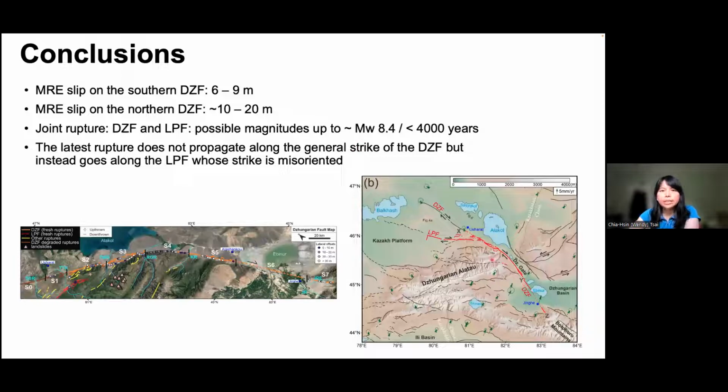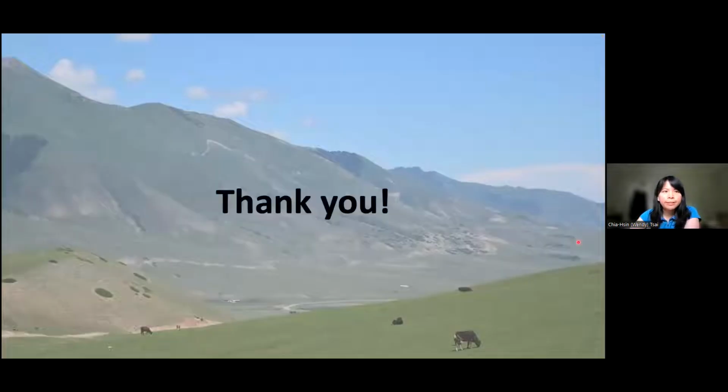Also, the Dzhungarian Fault and the Lepsy Fault might rupture together, which also means that the ruptures do not propagate north along the general strike of the Dzhungarian Fault, but instead go along with the misoriented Lepsy Fault. In fact, the ruptures are likely to start on the Lepsy Fault and propagate southwards, because the Lepsy Fault might be the primary mountain building structure in this region, as it has a similar trend to the east-west oriented ridges of the Dzhungarian Alatau. This further implies that a major boundary fault in this region could have a joint rupture with a shorter local structure, which is still likely to trigger larger magnitude earthquakes than expected for single fault ruptures. And that's it. Thank you very much.